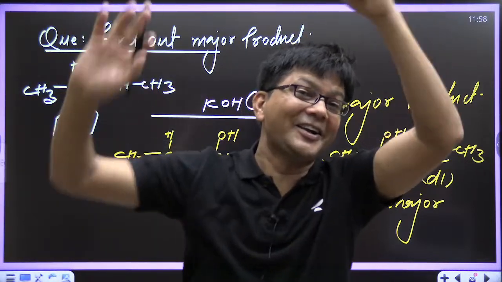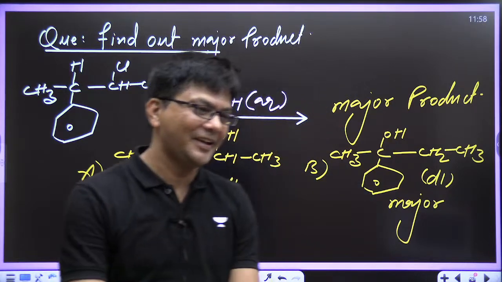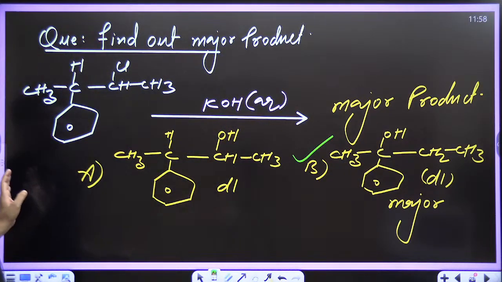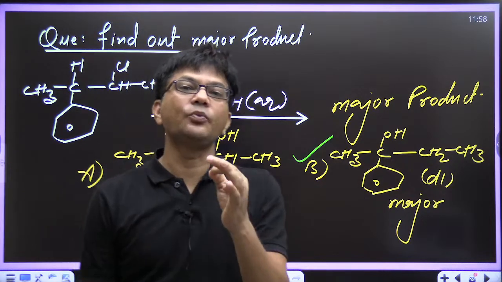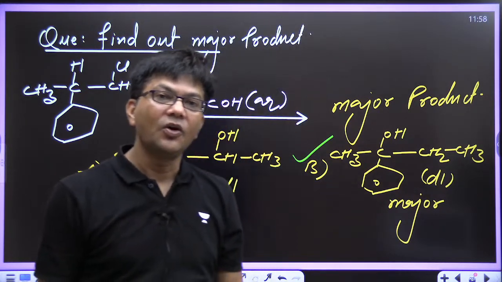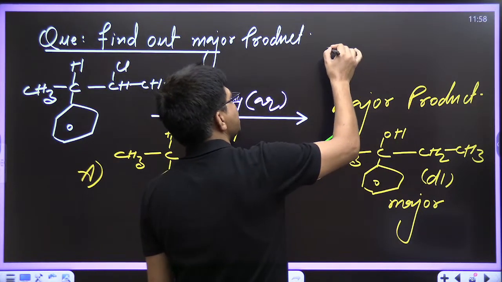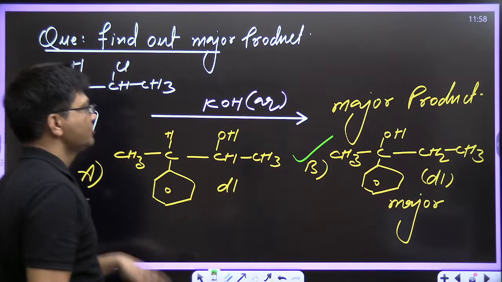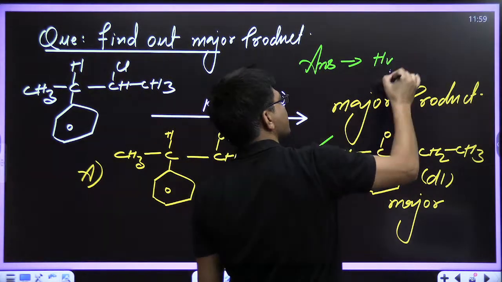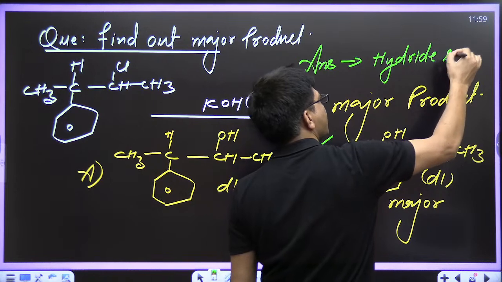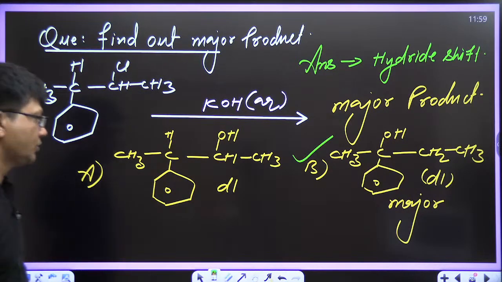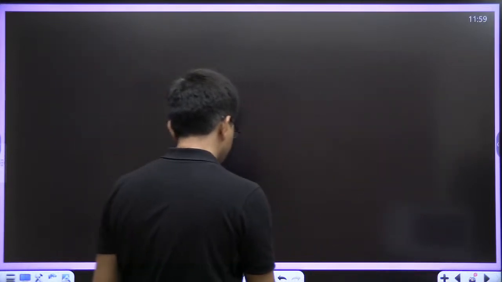Yay! You got it. You are rocking. You are the star of this day. Kids, rocking. Now, in this question, you are the winner. If the examiner is asking about this reaction, what has taken place? Ring expansion, hydride shift, or methyl shift? What has happened? Definitely the answer is this reaction has proceeded with hydride shift. Am I right or wrong, kids? Absolutely correct. Perfect answer.